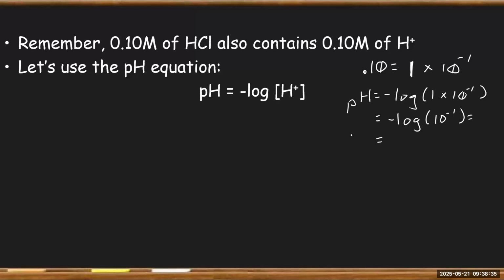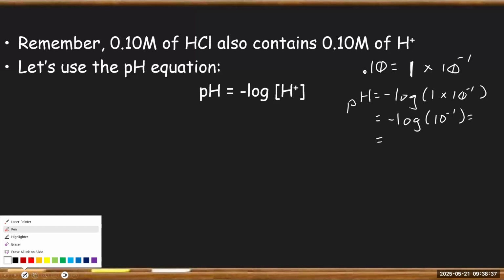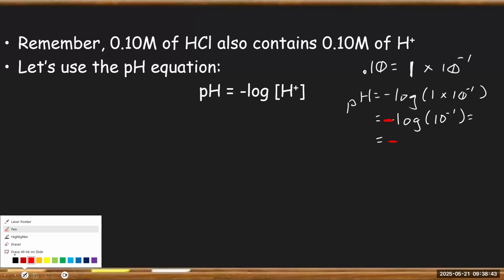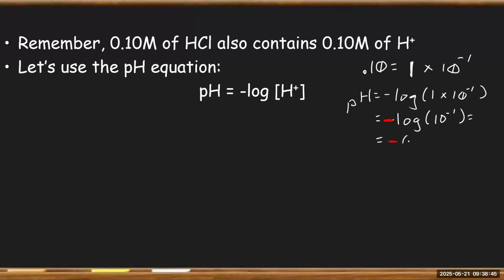So therefore, if I color code this, this is what happens. See this minus? It'll give us a value that looks like this. pH is 1, okay?